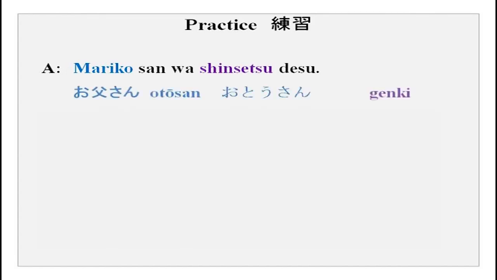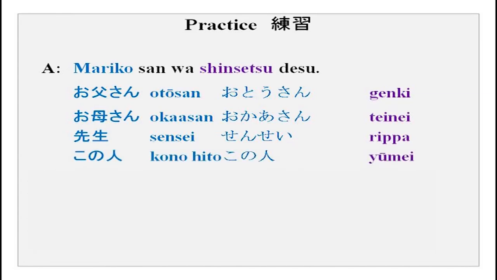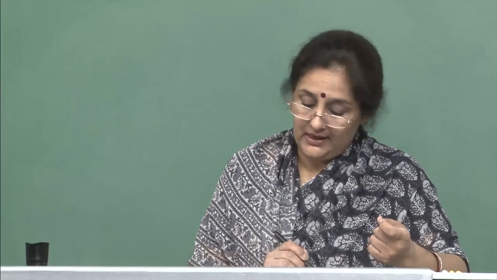For example, Otosan wa genki desu. Okaasan wa teinei desu. Teinei is very, very polite. Sensei wa rippa desu. Kono hito wa yume desu. Tokyo wa kirei desu. So, you can also make statements like this. And also, you can do something very simple. You can have a small dialogue with your friend. You can ask and answer.